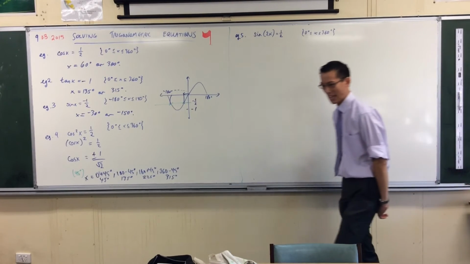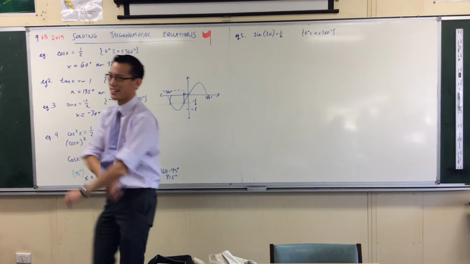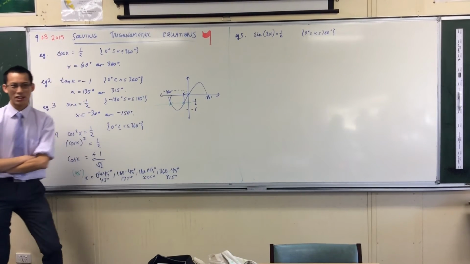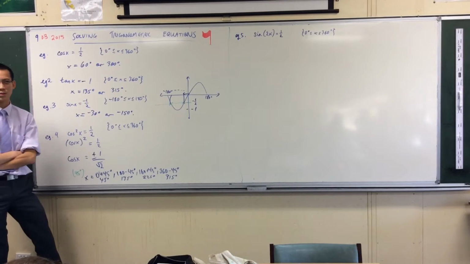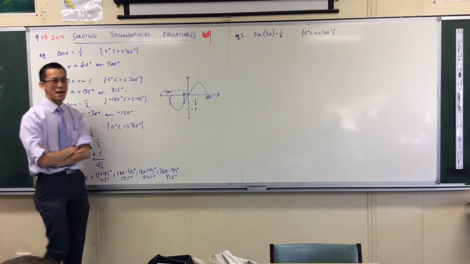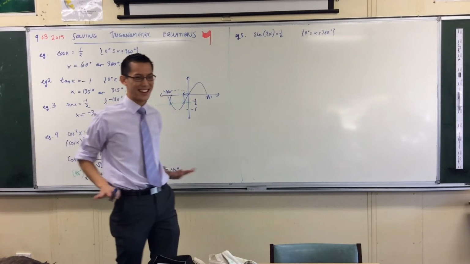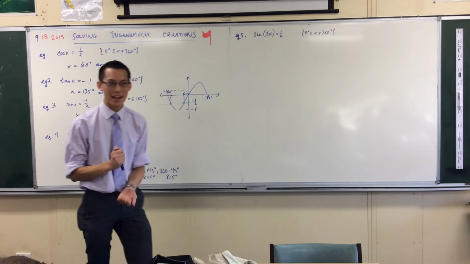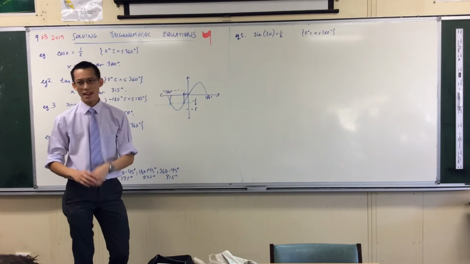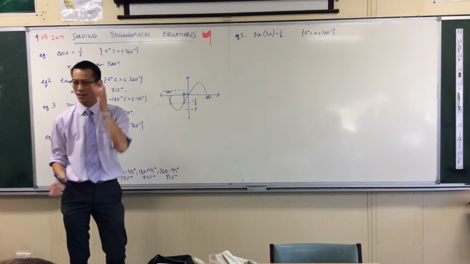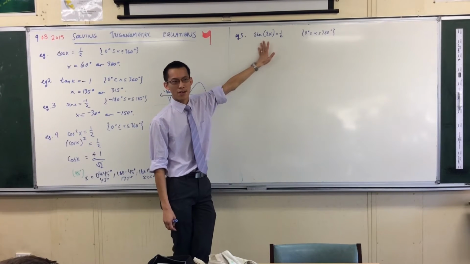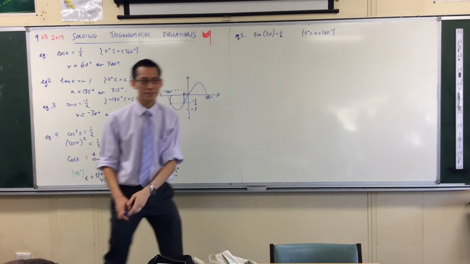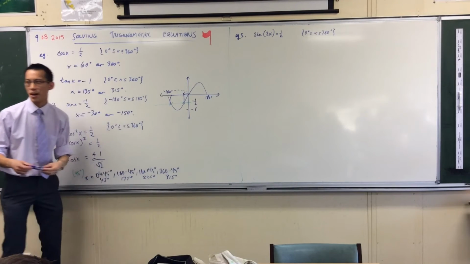Okay, now we're starting to add layers of complexity here. Okay, so let's have a go at this. Sine 2x equals a half. Sine 2x equals a half. And you may remember from last year, and your exercise when you did the graphing on this, but what effect does this 2 have on our sine function? Steeper. That's right, it's steeper.